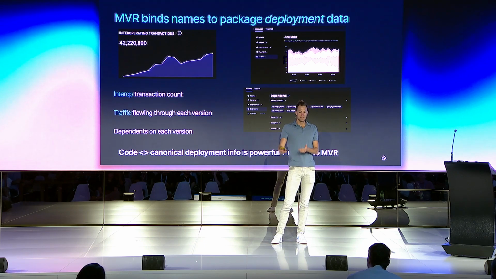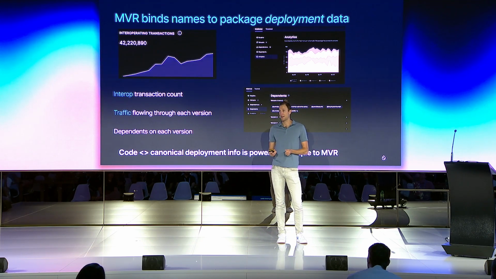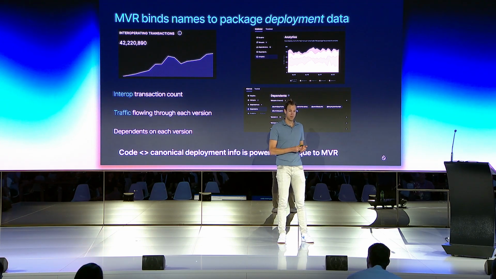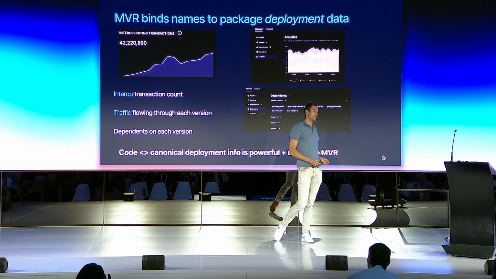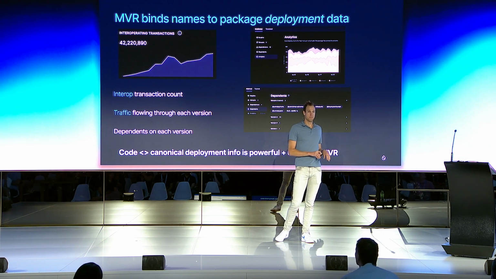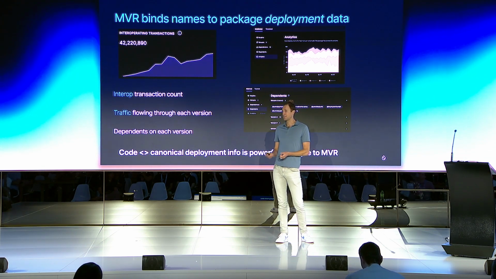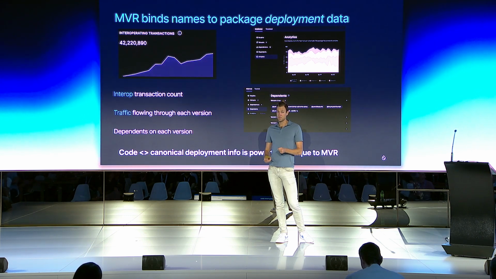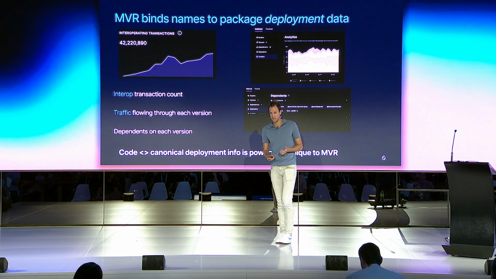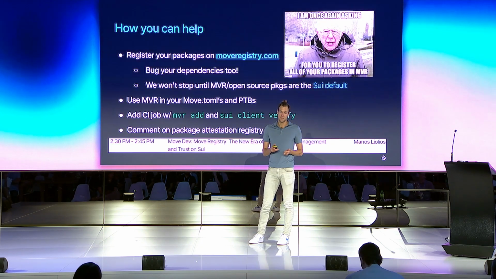You can see the dependents of each version. You see sort of the dependents by name here for this particular package. And so it lets you know who you need to coordinate with on upgrades or who might be a good person to know. And this too is something that is unique to MVR. Everywhere else you might deploy a package in many different places, or you might not have visibility into who's calling it or how it's being used. And here, because everything's on chain, you have the canonical source of that information, which is super cool.